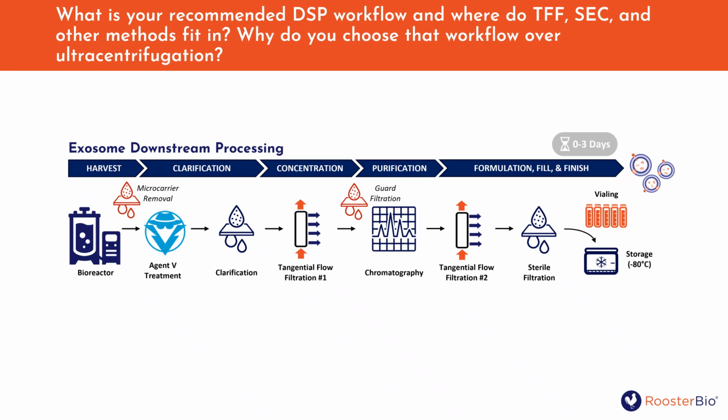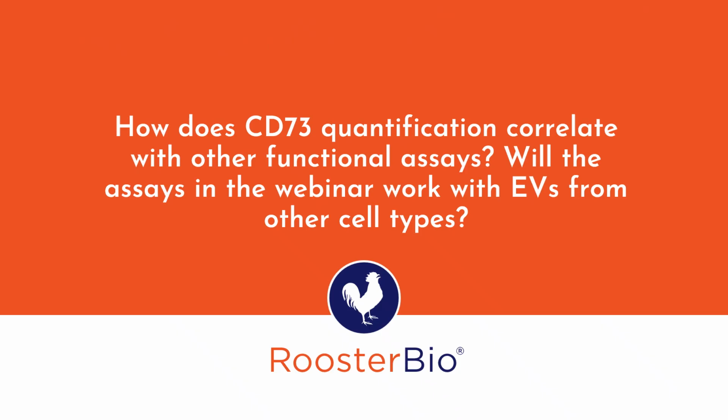We favor TFF over something like ultracentrifugation because it's scalable, gentler on EVs, and more readily comparable with GMP and commercial manufacturing. Regardless of what processing you choose, we highly recommend that you perform the appropriate characterization to ensure that the CQAs you care about are maintained. Here are our next questions.